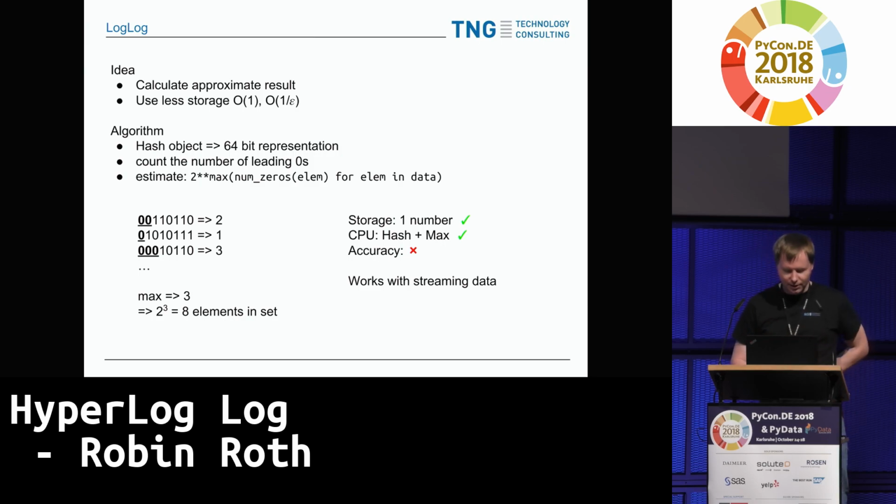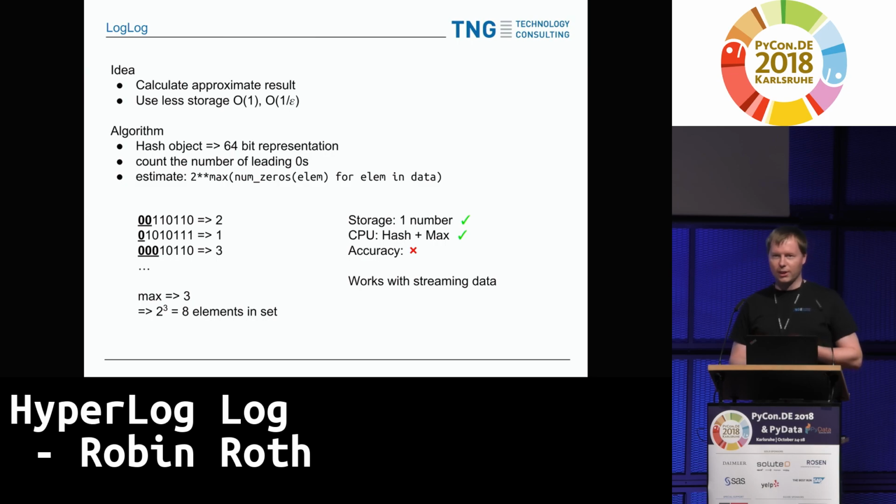So for example, here you have a couple of hashes. You have maybe 2 leading zeros, 1 leading zero, or 3 leading zeros. And if you see this, you take the maximum of all the numbers you see. It's 3 in this case. So your estimate is you have 8 unique elements in the set going through. Okay, so this is a pretty rough estimate. The only thing you can do is like powers of 2. But it's already very nice.